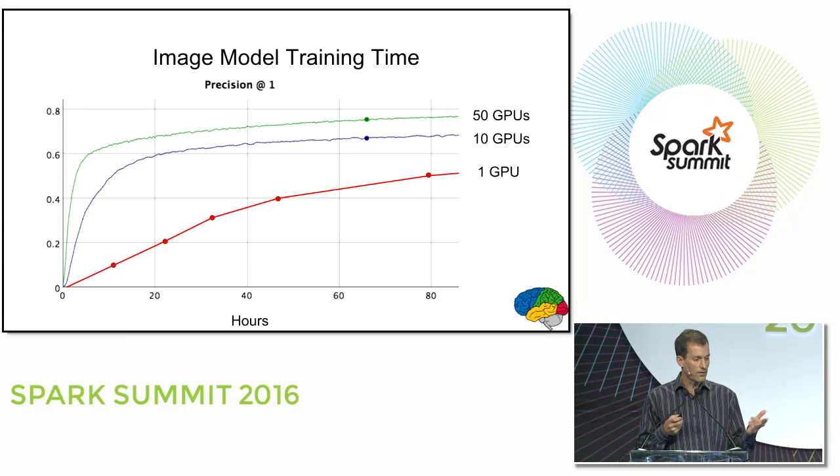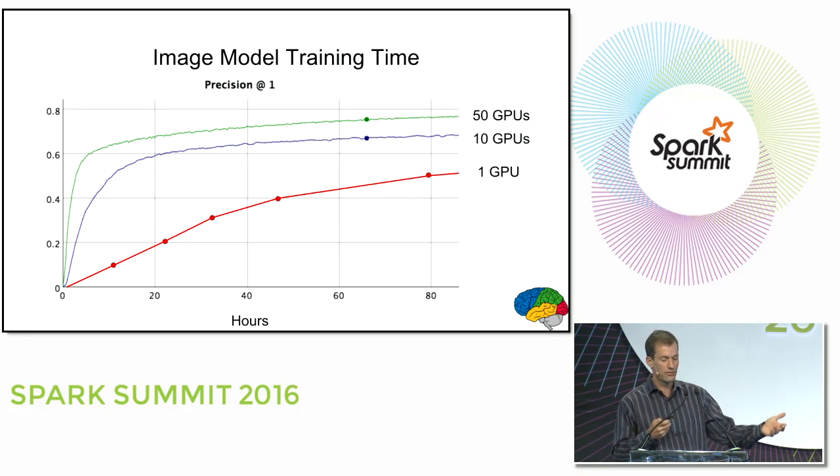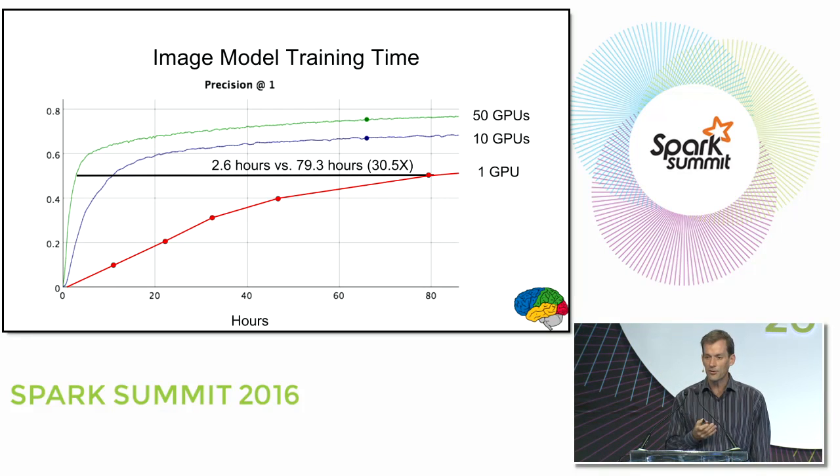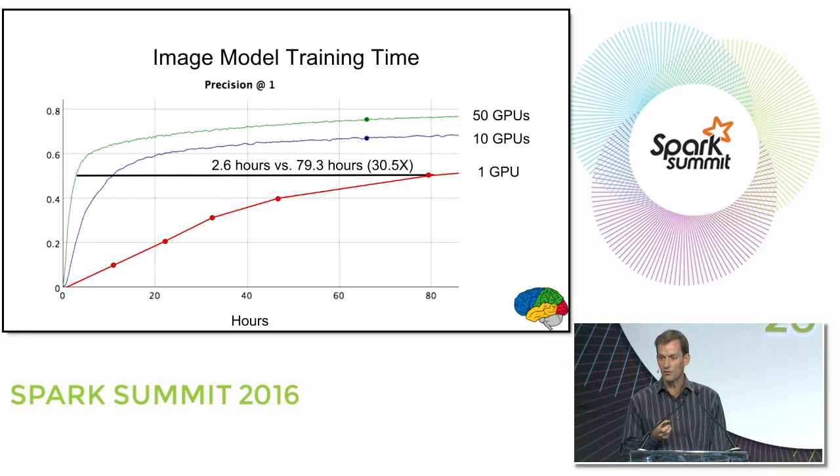One of the things that really helps is that you can use GPU cards to train these models. This shows accuracy on the y-axis and hours of training on the x-axis. With 1 GPU card, it takes a while. If you throw 10 GPU cards at the problem, it's much better, and 50 GPU cards is significantly better. It's not quite a linear speedup, but you get about a 30x speedup with 50 GPU cards in terms of time to accuracy, which is what you really care about.